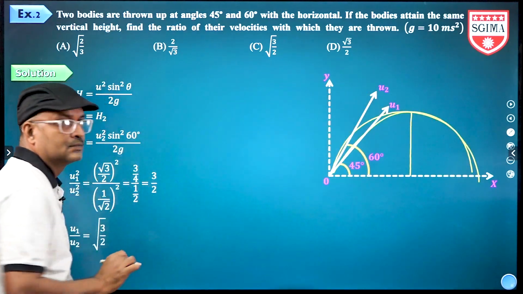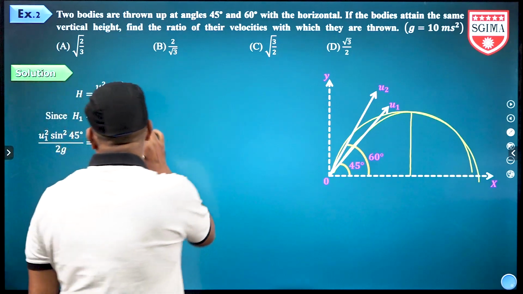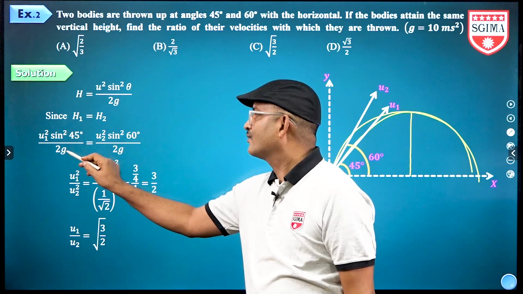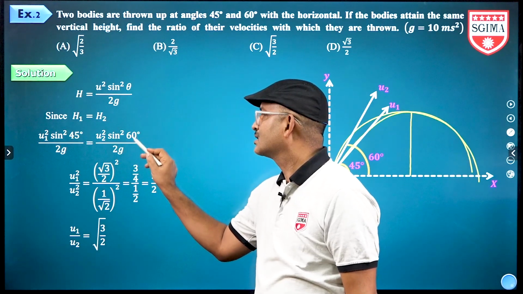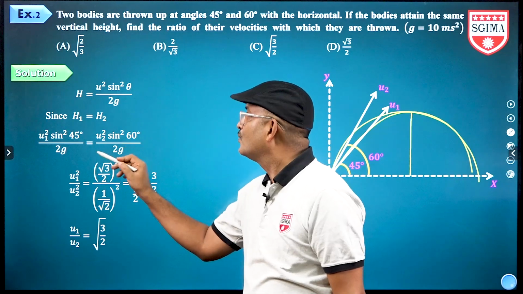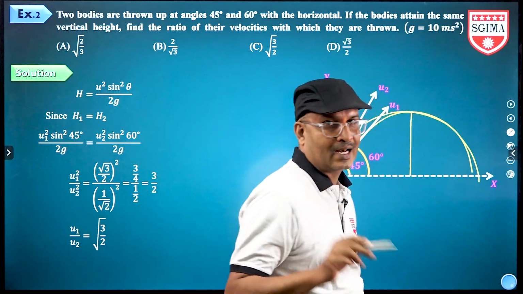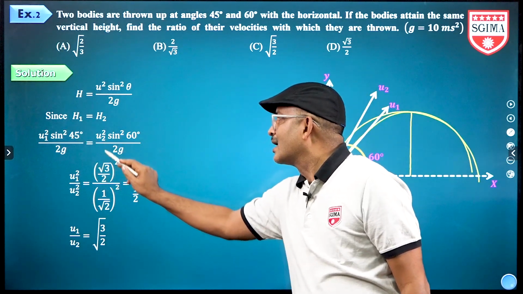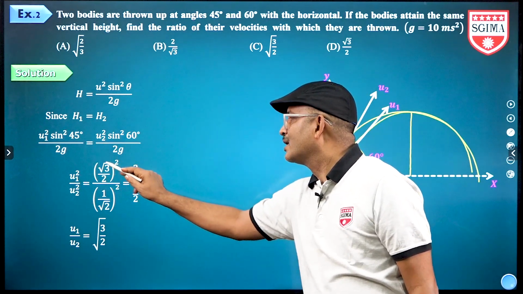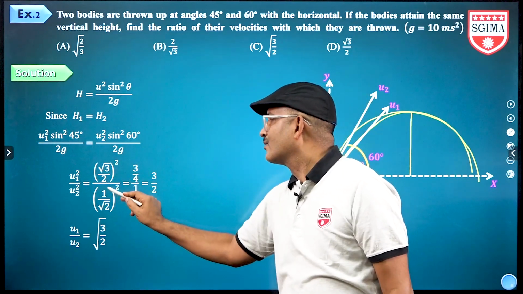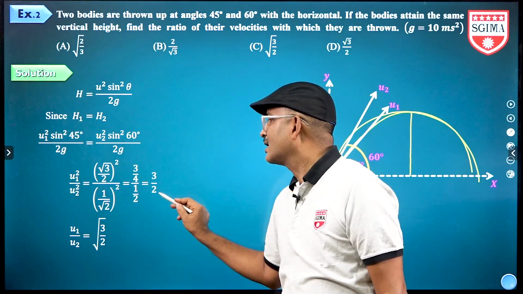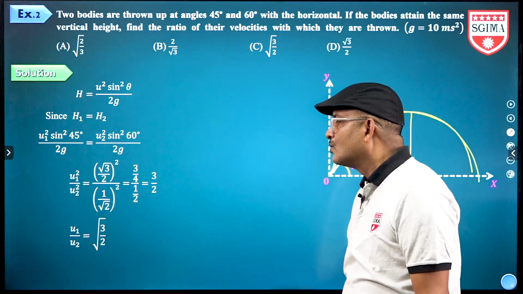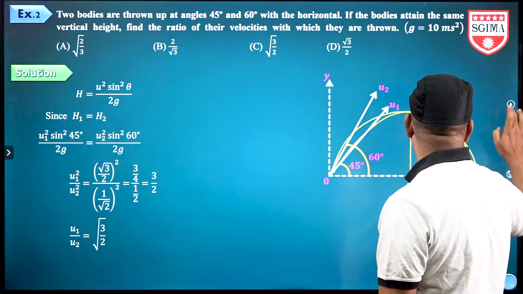Equating the heights, h1 is equal to h2. h1 is u1 square sine square 45 by 2g, h2 is u2 square sine square 60 by 2g. I want to find the ratio of their velocities. So u1 square by u2 square equals sine square 60, which is root 3 by 2 whole square, by sine square 45, which is 1 by root 2 whole square. Substituting, I got 3 by 2, so u1 by u2 is root of 3 by 2.